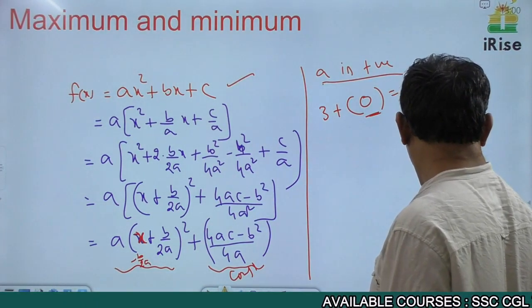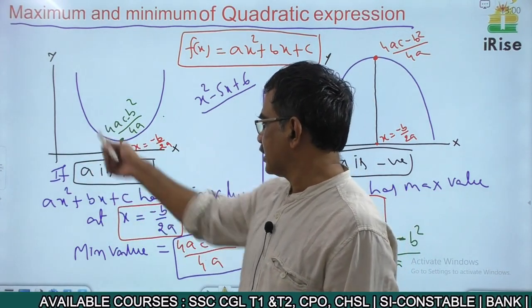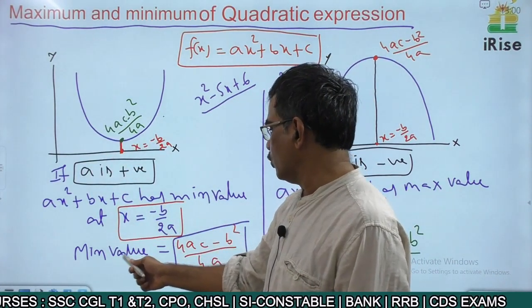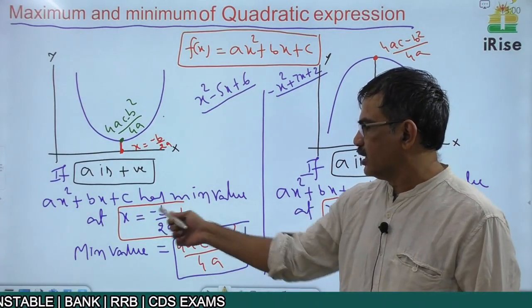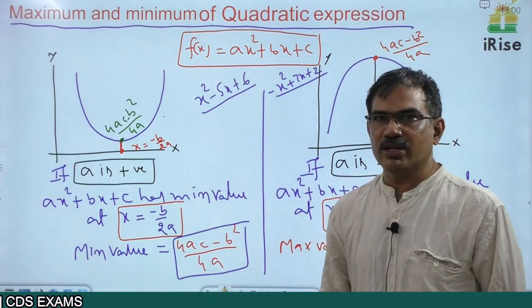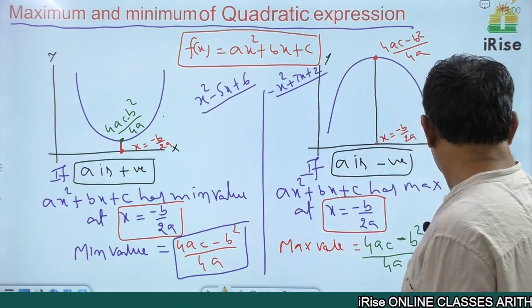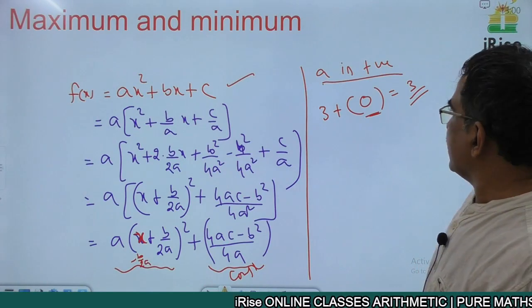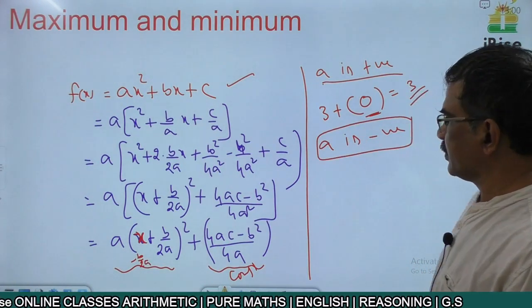Okay, see the previous one. When a is positive, this expression has the minimum value 4ac minus b square by 4a at x is equal to minus b by 2a. Understood? Next. If a is negative, what happens?